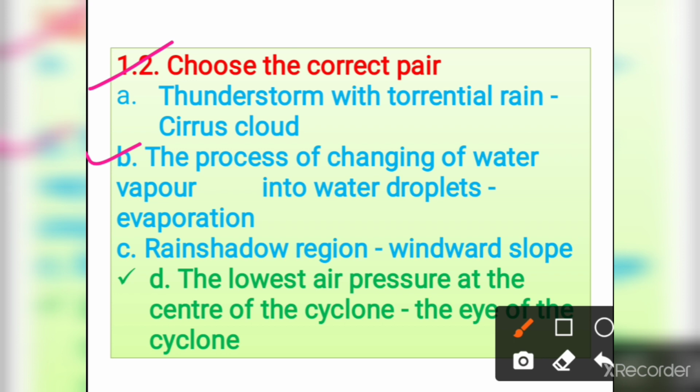Option C, rain shadow region, windward slope. Actually, leeward slope is known as a rain shadow region. So this is not the correct answer. Option D, the lowest air pressure at the center of the cyclone, the eye of the cyclone. In the center of the cyclone, actually there is lowest air pressure found, which is also known as the eye of the cyclone. So this is the correct pair.